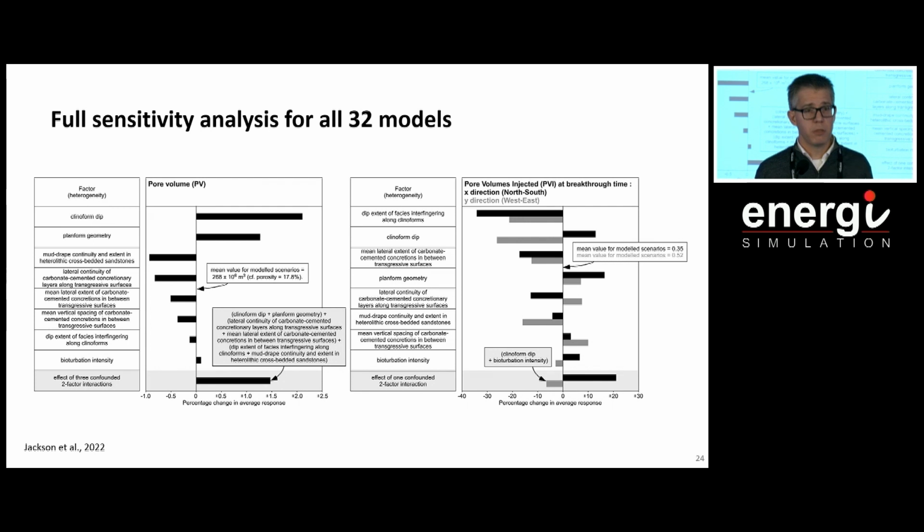In terms of storage space, whatever you have in terms of reservoir architecture doesn't really matter. That's really dominated by the petrophysics that you put into your reservoir model. But in terms of where the CO2 plume goes, depending also on which flow direction you assume, north to south, east to west, you see that things like the dip extent, the clinoform dip, the interfingering really influence the flow direction of your CO2 plume and the speed at which it moves.